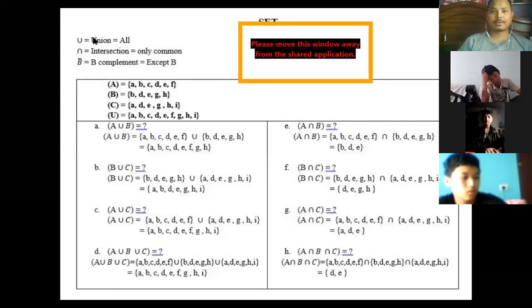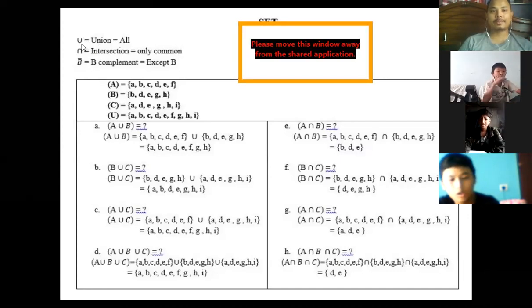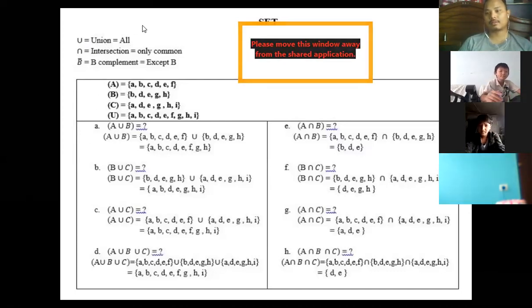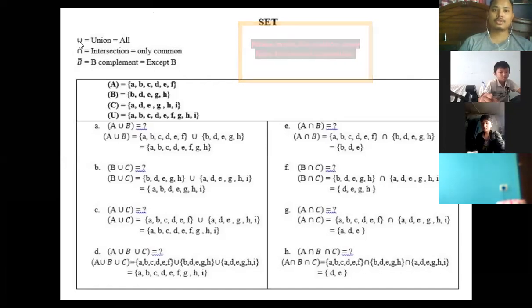So let me start this topic. Look here. This U sign represents the union. Union means all. All of you focus on the screen and keep on writing also. This U represents union. Union means you need to take all the numbers.